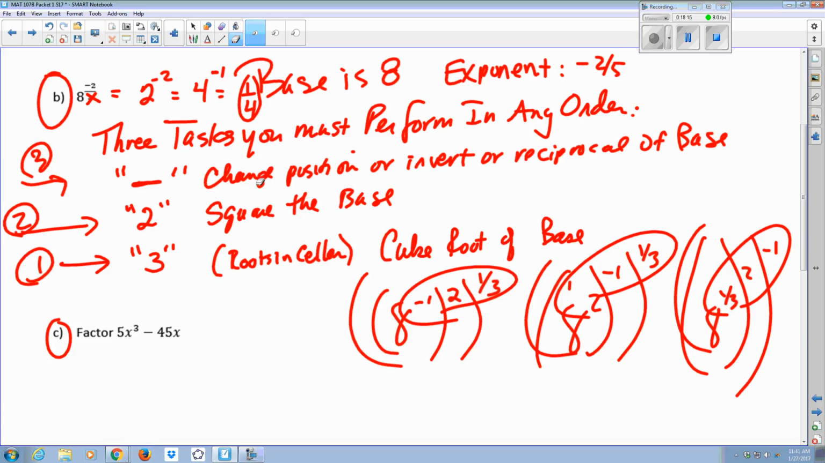The negative 1? Because I could write 8 to the negative 2/3 like this if I wanted to. 8 to the negative 1 times 2/3, right? Okay. So that little dash is like a hidden one. Yep. Okay. Other questions?